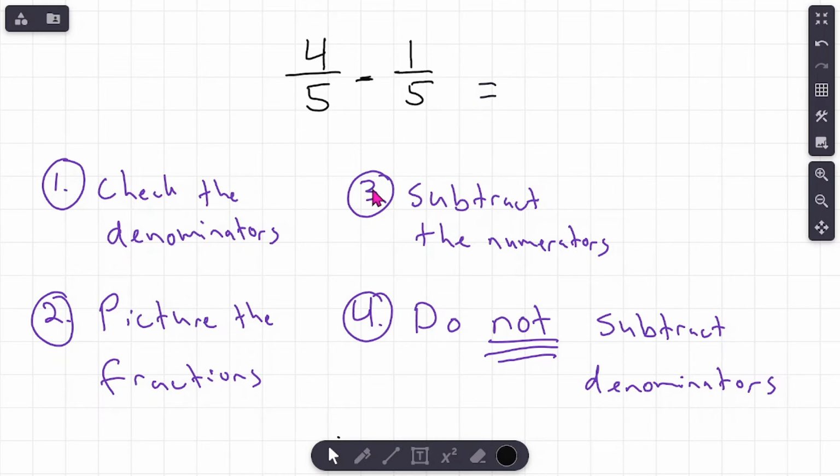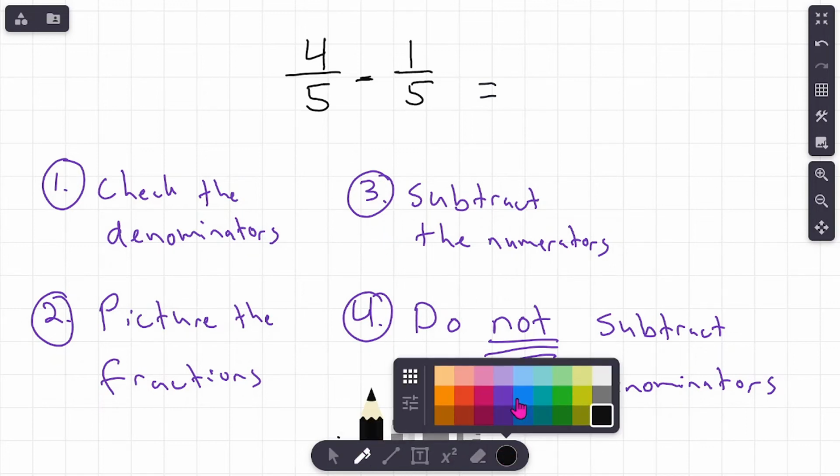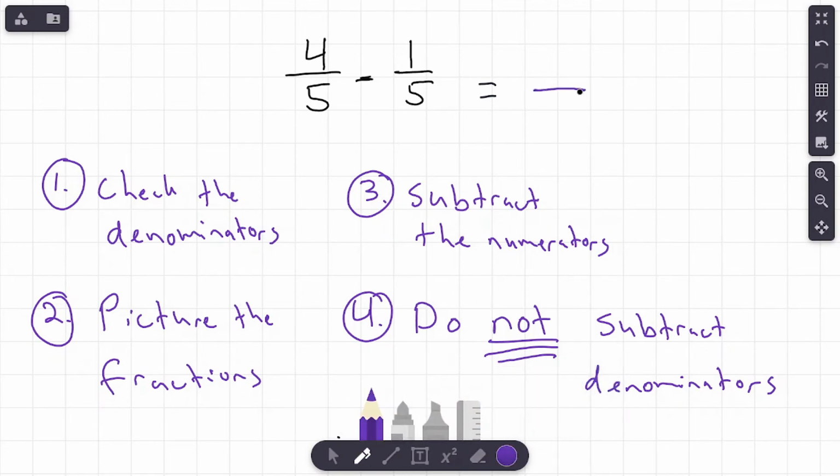Okay, let's see if that matches up with step number 3. Third step here says that we are going to subtract the numerators. So the numerators are the numbers on top. 4 minus 1. 4 minus 1 is 3. And then we do not subtract the denominators. They stay the same. 3/5 would be our answer. Is that what you saw in your head? For me, that's what I saw.